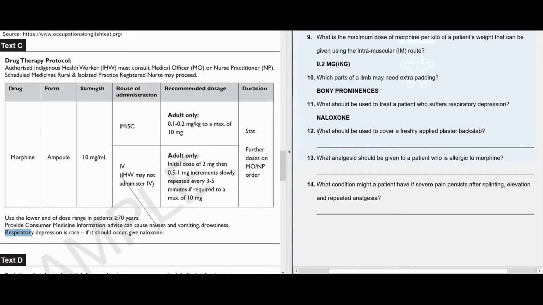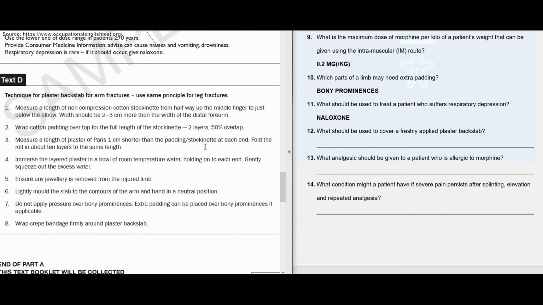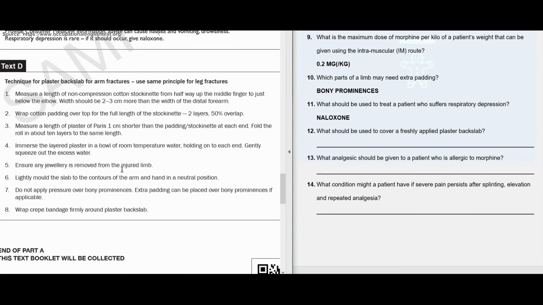Now question number 12. What should be used to cover a freshly applied plaster backslab? It's about plaster backslab, so answer has to be in text D. Here you may find in the last part, wrap crepe bandage firmly around plaster backslab. So the answer for question number 12 is crepe, or it may be written as crepe bandage.